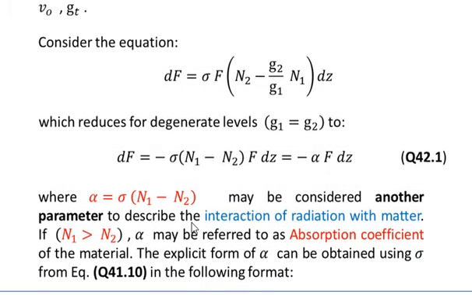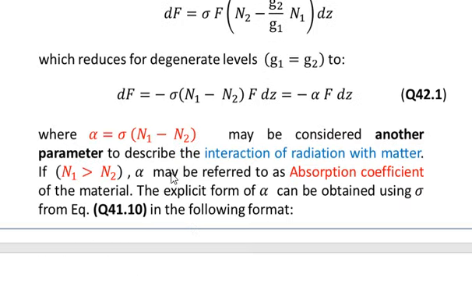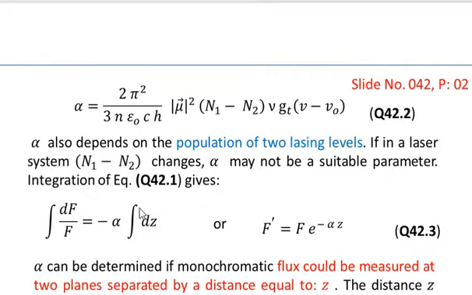And you know that alpha is related with sigma, so we can substitute over here the value of sigma from equation 41.10, which is shown next. So alpha is equal to 2 pi square over 3 n epsilon naught c h, and then we have the mod square of mu, multiplied by, within the parenthesis, n1 minus n2, and then multiplied by the frequency of the incident beam, which is nu, and then g(t) of nu minus nu naught.